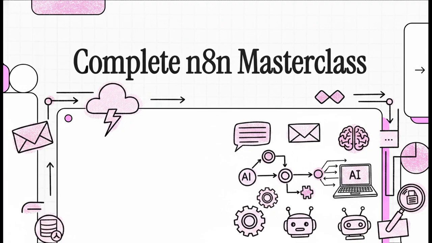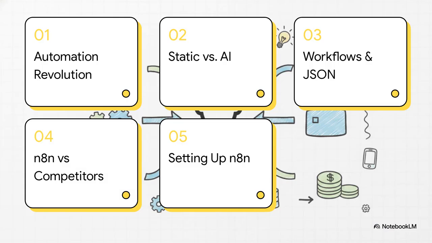Welcome to this explainer. Today, we're unpacking a really comprehensive masterclass on n8n. If you haven't heard of it, it's this incredibly powerful tool that is completely changing the way we think about automating our work. Okay, let's dive into this and learn how to build actual, real-world AI automations and agents completely from scratch. So, here is our roadmap for the explainer today. We're going to cover the automation revolution, static versus AI automation, decoding workflows and JSON, how n8n compares to its competitors, and finally, exactly how to set up n8n for free right on your local machine.